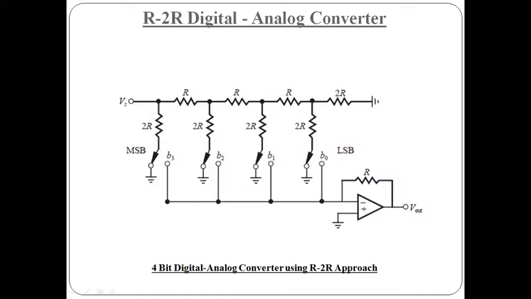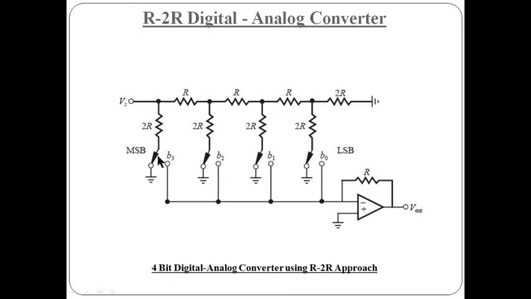This is the R-2R diagram, the R-2R digital to analog converter. It is also called the R-2R ladder network. Here you can see, suppose this is 4 bits: bit 0, bit 1, bit 2 and bit 3. All these are the bits, and each has its own separate resistance circuit.